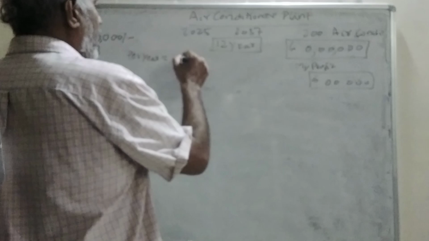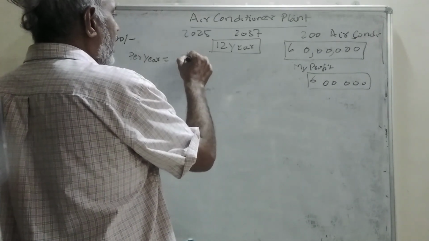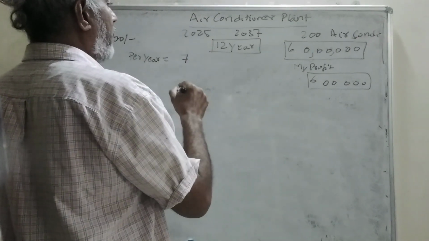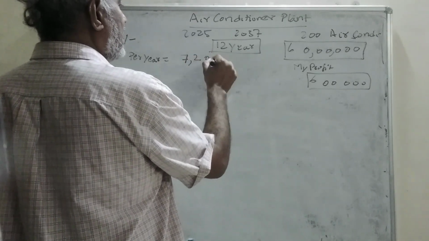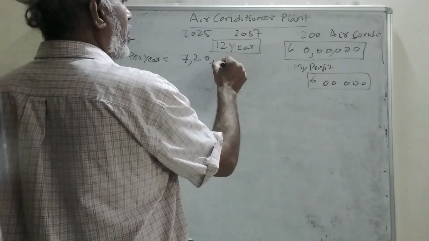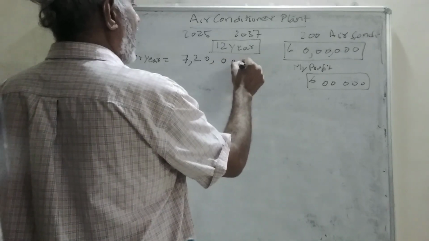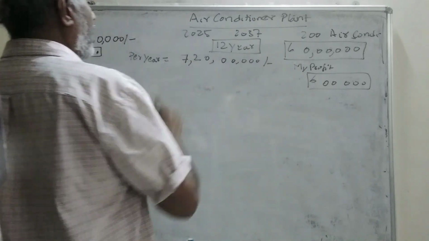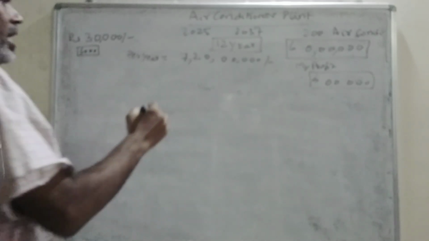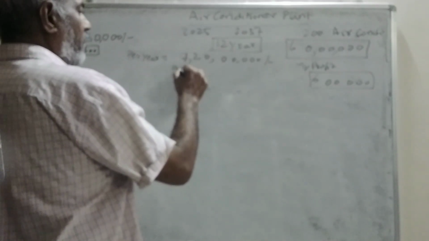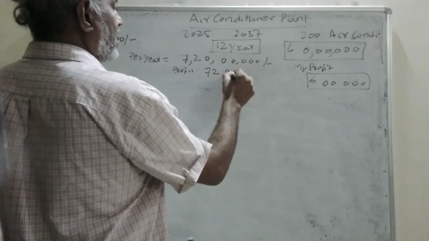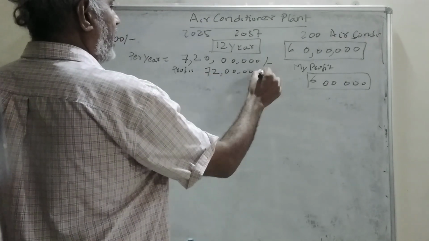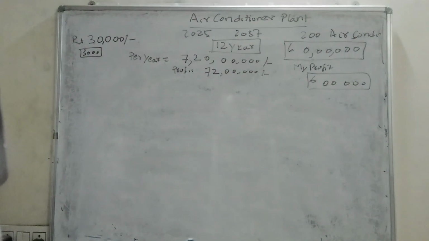So, I'm getting 72 lakhs times 10, that means 7 crores 20 lakh rupees per year. I'm getting 7 crores 20 lakhs per year, and profit is 72 lakhs. Profit is 72 lakhs.